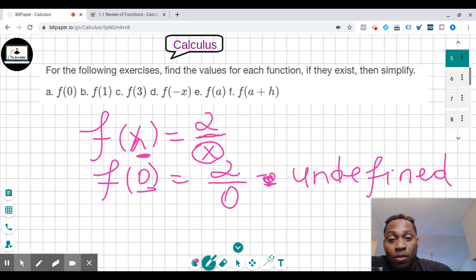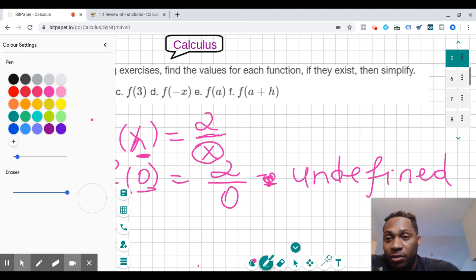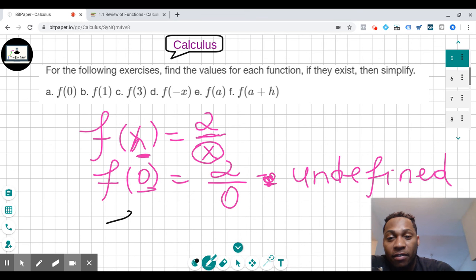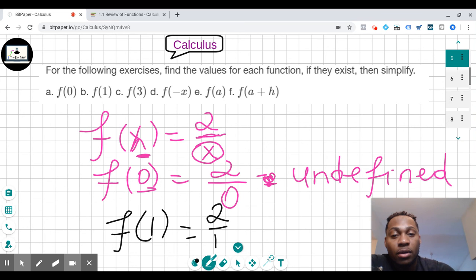Now, what is f of 1? Let's change the color for a little bit. Let's go in black. F of 1 is equal to 2 over 1. 2 divided by 1 is 2. Let's scroll up for a little bit.